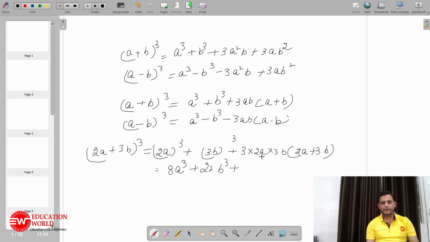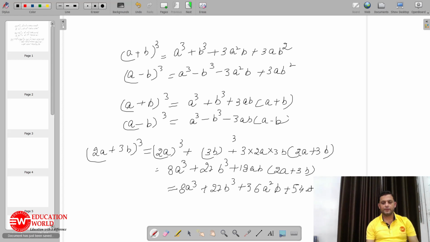So see here, it will be 18ab times 2a plus 3b. So again 8a cube plus 27b cube plus 36a square b plus 18 times 3, that is 54, ab square. For minus also, it is done in the same way.